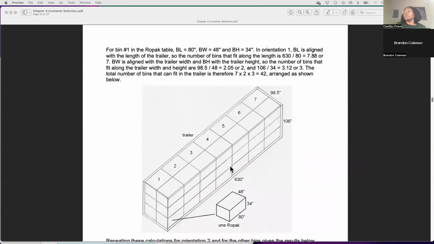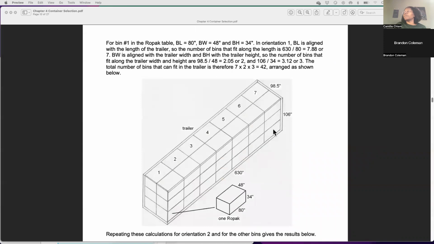So these are some of the different scenarios. You can see here, this is the 80-inch. I could tell automatically before I even look, this is an 80-inch long. It says the roll pack table is the bin length of 80, width of 48, and height of 34. So I knew that if this was a standard roll pack or 48 by 45 pallet, instead of seeing 7 of these, I would have seen 13.